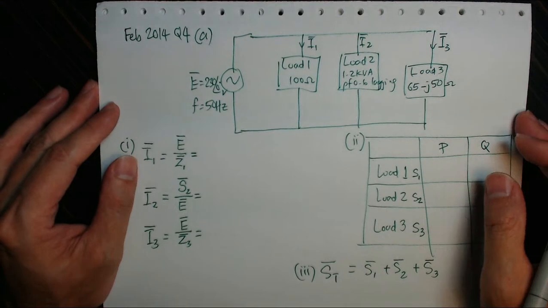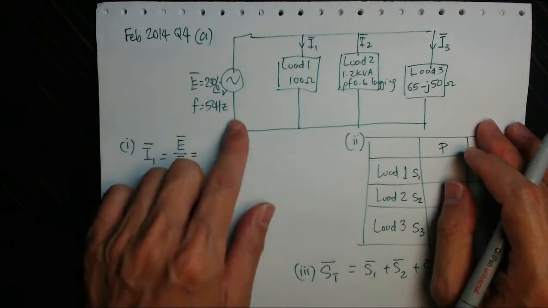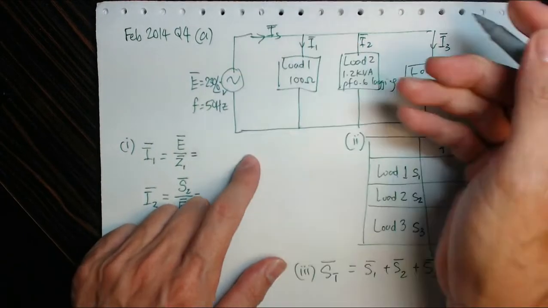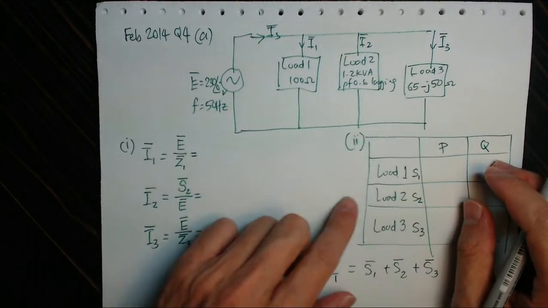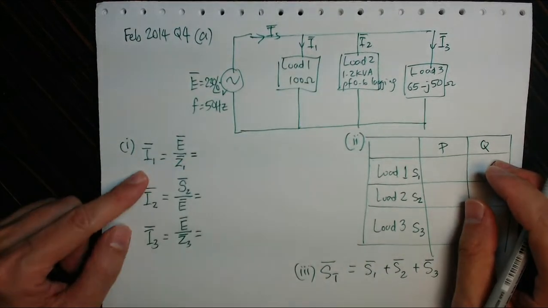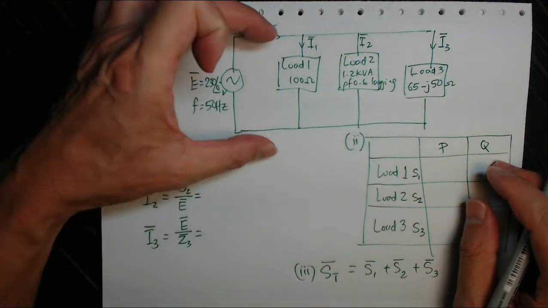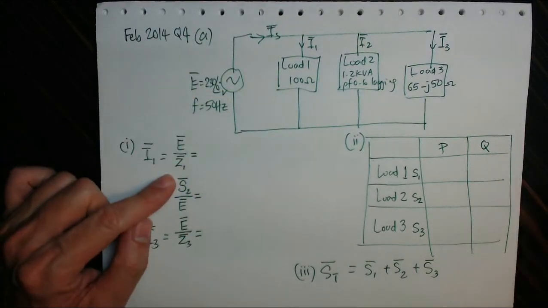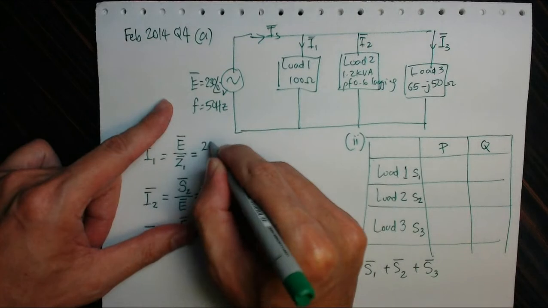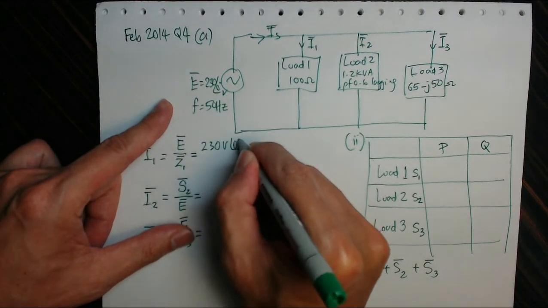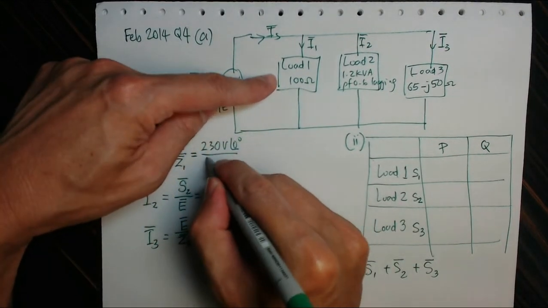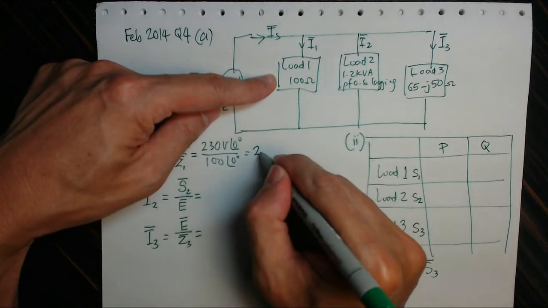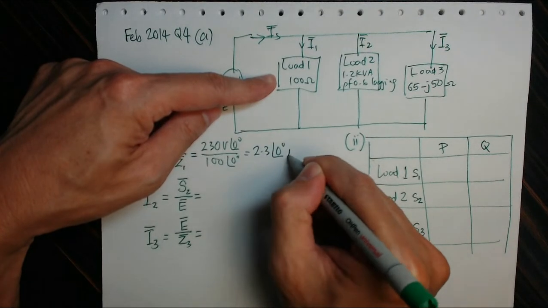Alright, to answer this question, I have sketched this out again and identified all the loads. So if I want to calculate branch current 1, I can use the formula: the voltage across this load divided by the impedance Z1. The voltage across the load is 230 volt angle 0, divided by the impedance, which is 100 angle 0. That gives me a current of 2.3 at an angle of 0 degrees ampere.